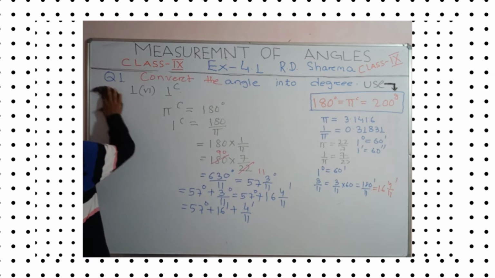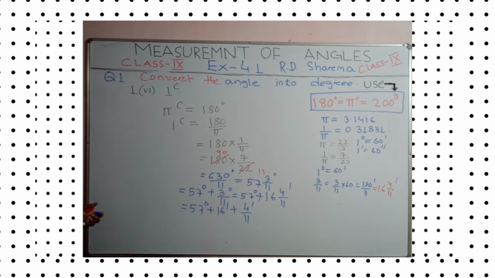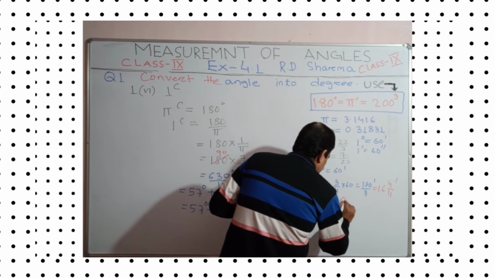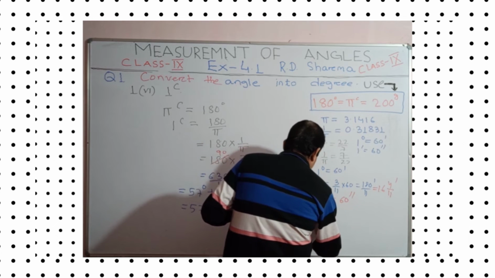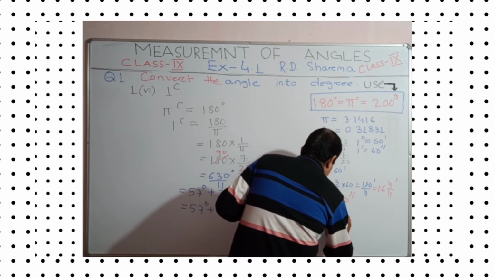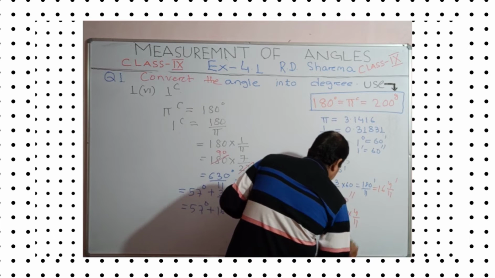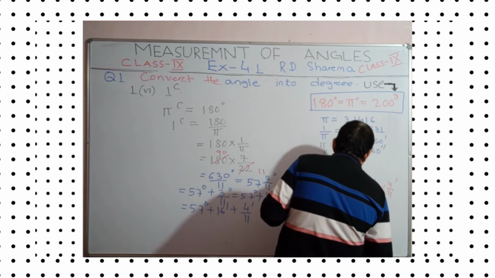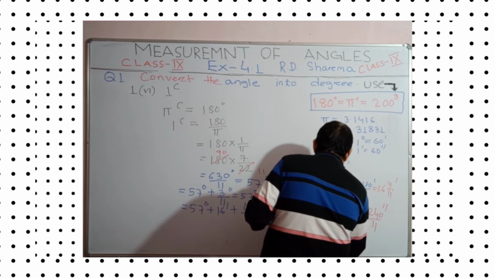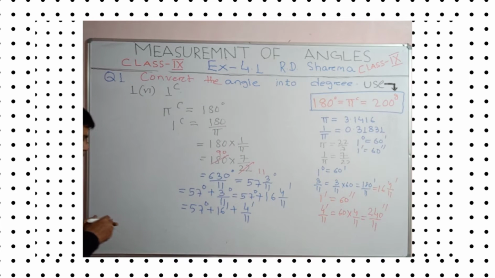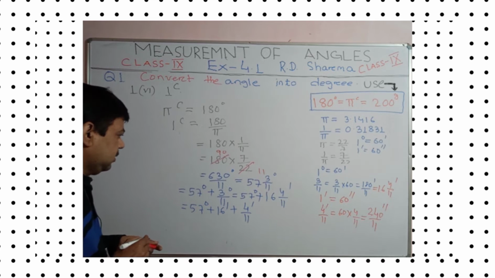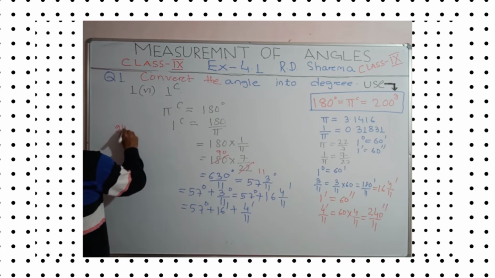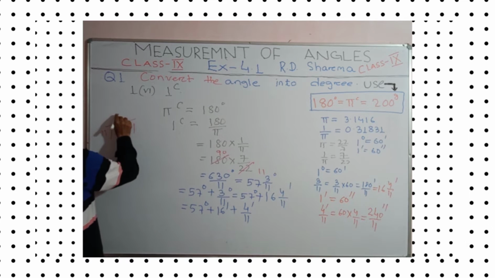And as per the relationship, we know 1 minute is equal to 60 seconds. 1 minute is equal to how much? 1 minute is equal to 60 seconds. Yes or no? So 4 by 11 minute, 60 times 4 is 240, so 240 by 11 second. Yes or no? So 4 by 11 minute is equal to 240 by 11 second.